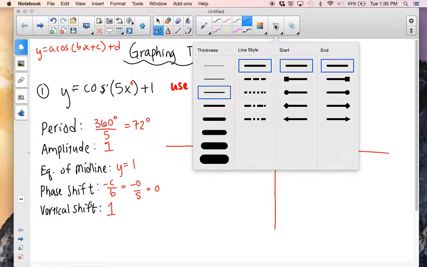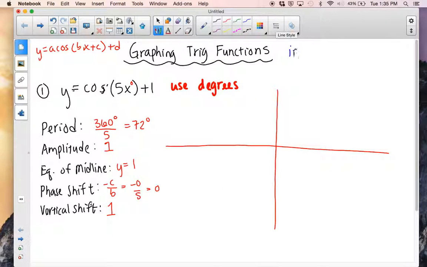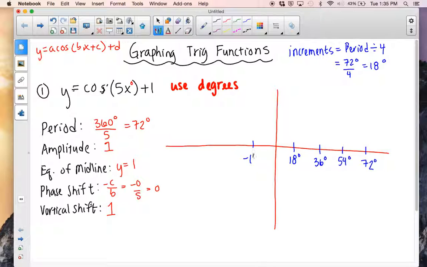Now, very important to figure out your increments. This is what you're numbering by. Is your period divided by 4, cutting it up into 4 sections. So I'm going to take 72 degrees, I'm going to divide it by 4. I'm going to get 18. So I'm going to number by 18. So I've got 18 degrees plus another 18 is 36. Plus another 18 is 54. And plus another 18 is 72. And it says to graph 2 periods, so I'm going to do the negative direction also.